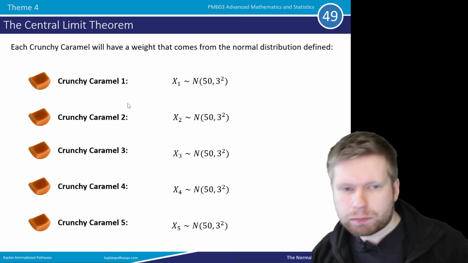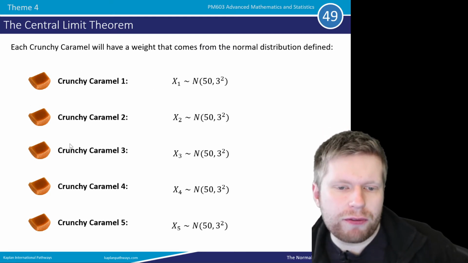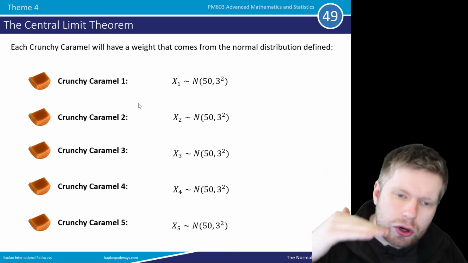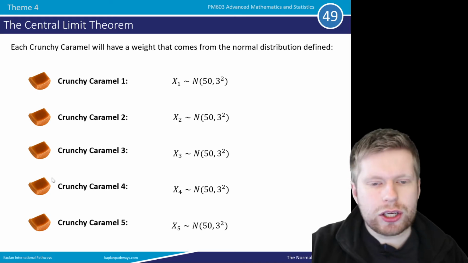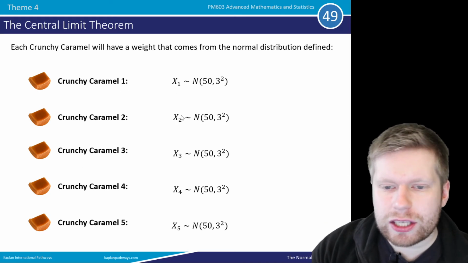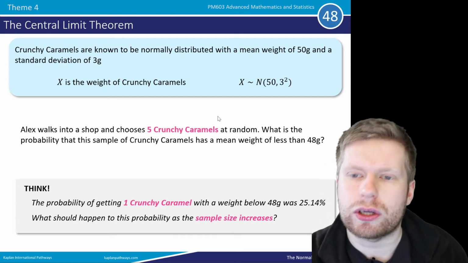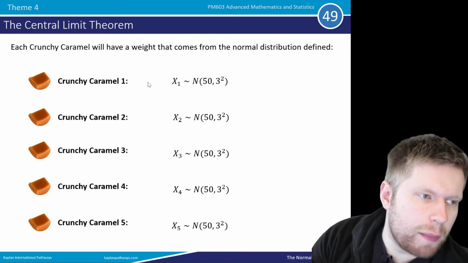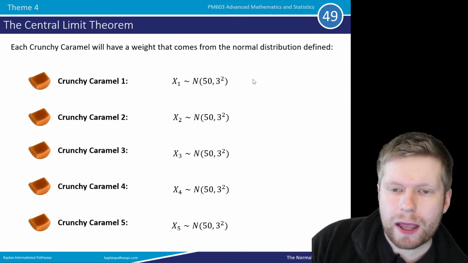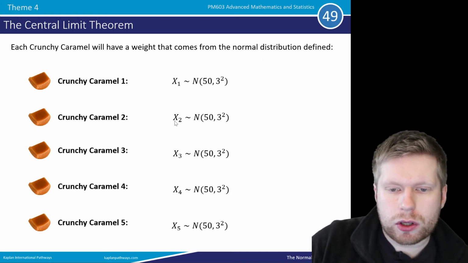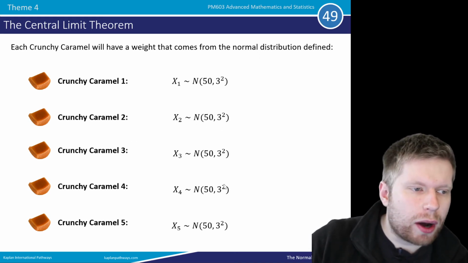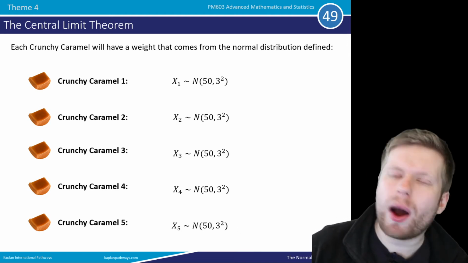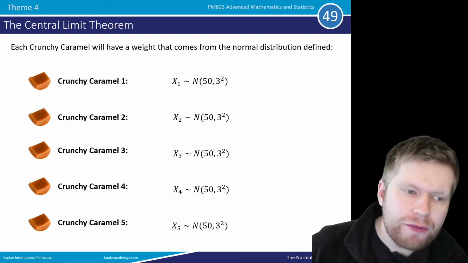Well, let's just think. I'm going to look at each of my 5 crunchy caramels. So I go into my shop, I select my 5 crunchy caramels, and I'm going to look at the distribution for each of the crunchy caramels that I take in this sample. Each crunchy caramel is going to follow this normal distribution, okay? I defined that in the question. I know what the distribution is for 1 crunchy caramel. So crunchy caramel 1, which I'm going to call x1, is going to be distributed like this. Crunchy caramel 2, which I'm going to call x2, is distributed like this. So each crunchy caramel follows its own normal distribution like so. My question is, how do I combine this together to get a sample of 5 crunchy caramels?